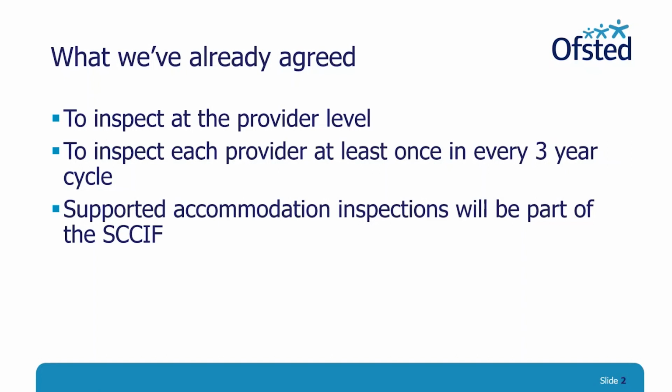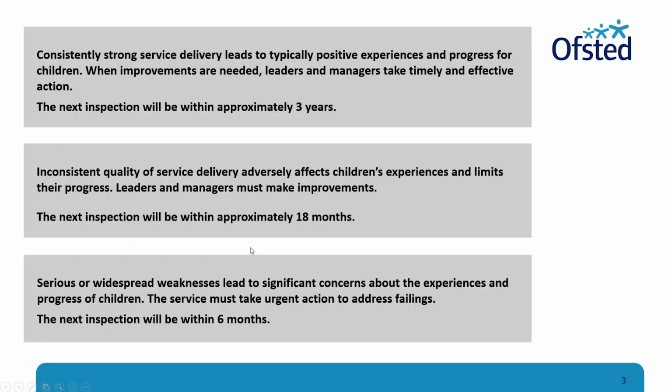This is what we've already agreed: to inspect at the provider level. I'm sure you all realise that by now. We're going to inspect each provider at least once every 3 years, more often for weaker providers usually, or for any other reasons if we have concerns. And we expect to inspect supported accommodation under part of the social care common inspection framework, and if you already run other regulated provision, you'd be familiar with that. But the main thing I wanted to run past you was the proposal around the outcomes for the inspections next year.